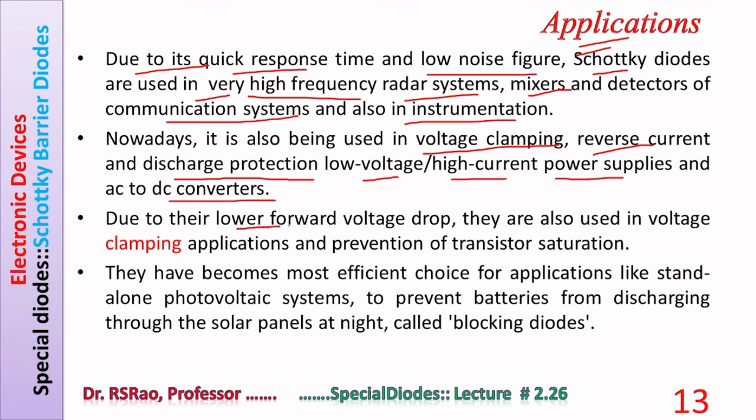Due to their lower forward voltage drop, they are also used in voltage clamping applications and prevention of transistor saturation. They have become the most efficient choice for applications like stand-alone photovoltaic systems to prevent batteries from discharging through the solar panels at night. And in those applications, they are called blocking diodes.